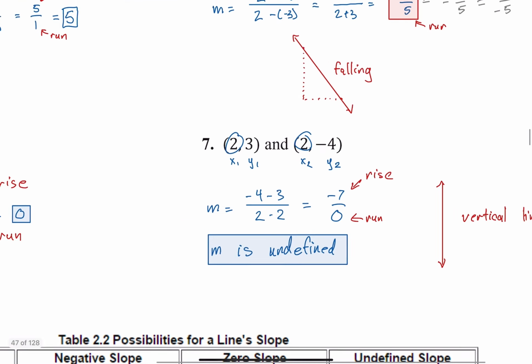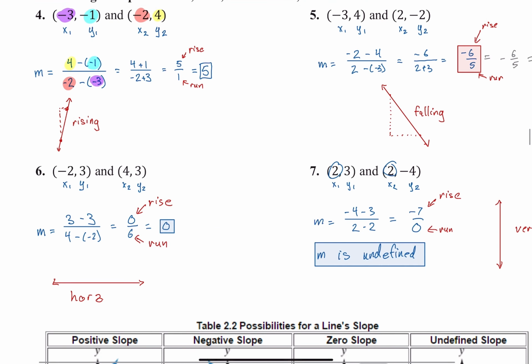So those are the 4 different scenarios of slope. How many got 7? Even the undefined part. Ooh, many of you. Very good. Any questions? You may want to star 7 and 6. I'll sometimes see on the test a little bit of a mix-up between which one's 0 and which one's undefined. So just be careful with that.